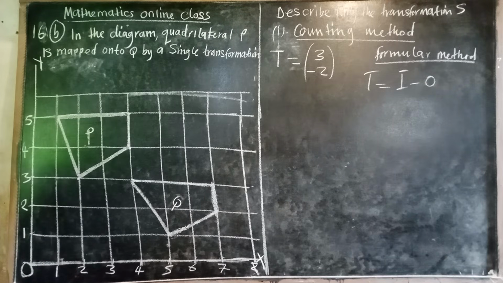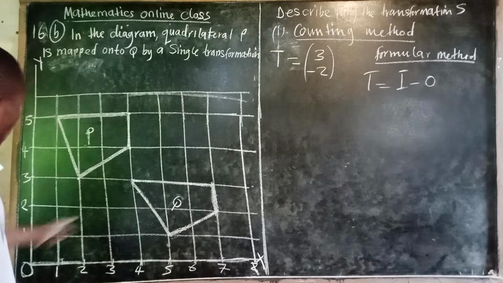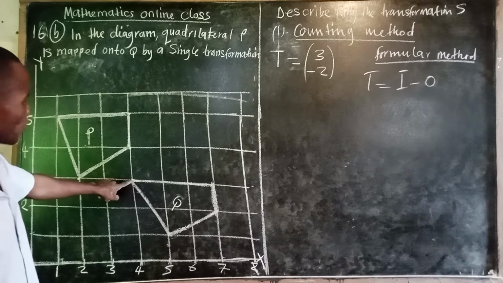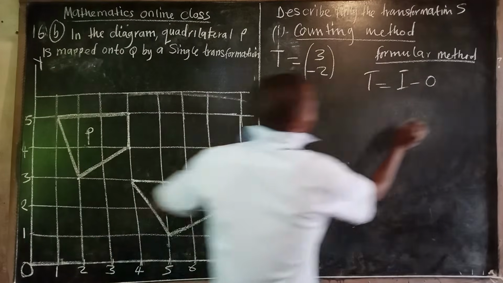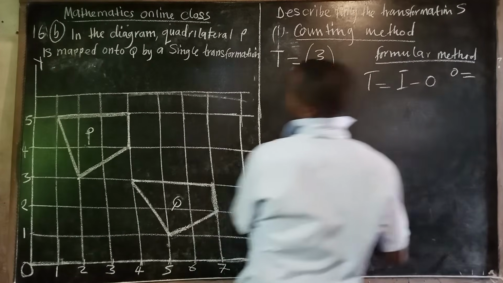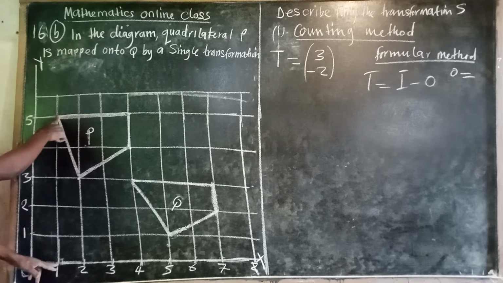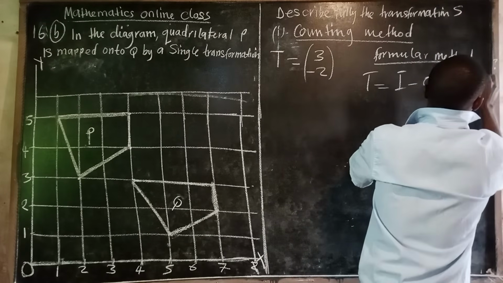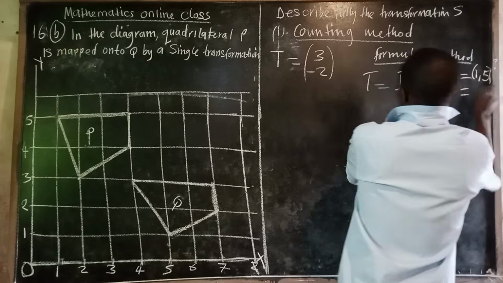So what we are going to do is, for the image, we just get one point, one corresponding coordinate. So if we get this one, we will go with this one. Let me start with the object. What is this point? This is 1 for x, then comma 5. So 1, 5. That is the object.